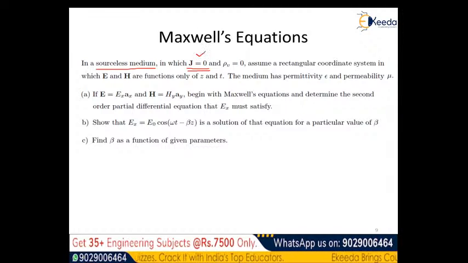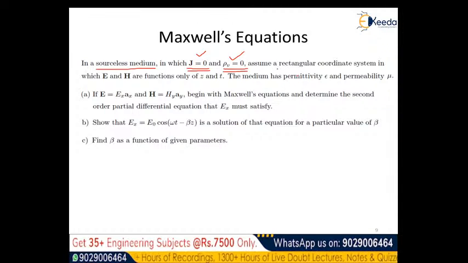So this is for no current component, so that the magnetic field is not existing. Whereas rho v is equal to 0 because there is no static charge. As there is no charge distribution, there is no electric field. So here it is the sourceless medium, describing J is equal to 0 and rho v is equal to 0.